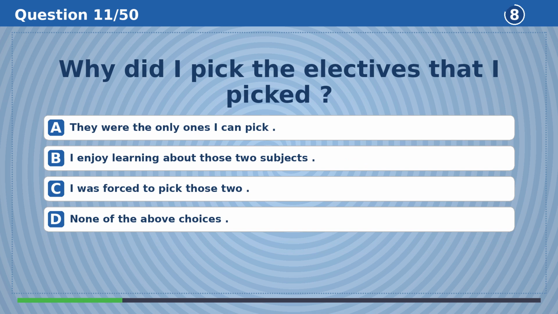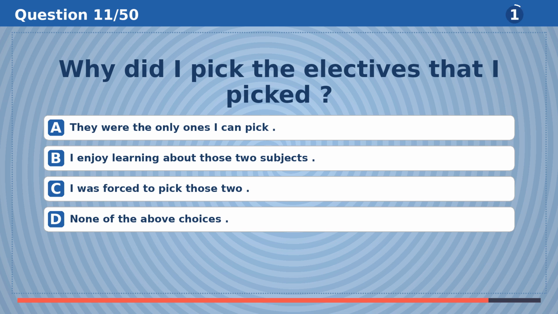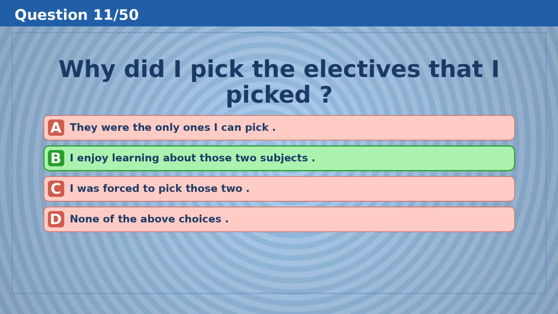Why did I pick the electives that I picked? The answer is B, I enjoy learning about those 2 subjects.